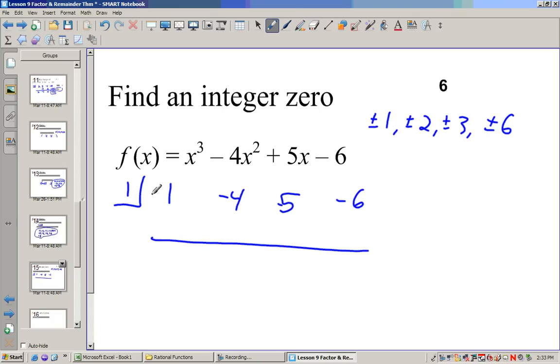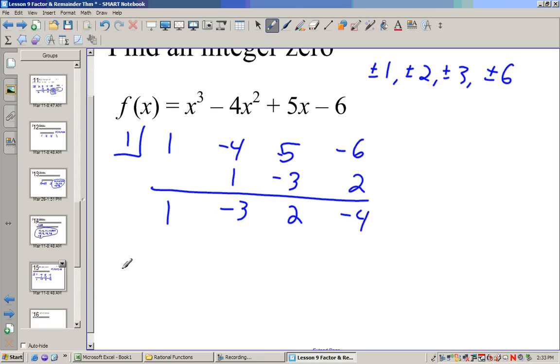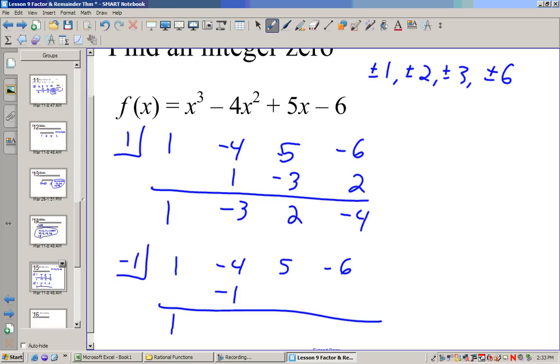it doesn't matter. So if 1 goes down, 1 times 1 is 1, -3, -3, this becomes a 2, 2 times 1 is 2, and so this is -4. So 1 is not a factor. So let's plug in -1. That'd be 1, -1, -5. That gives us 5, which is 10, -10, -16. Since that's not 0, that is not a factor. Now let's do 2.